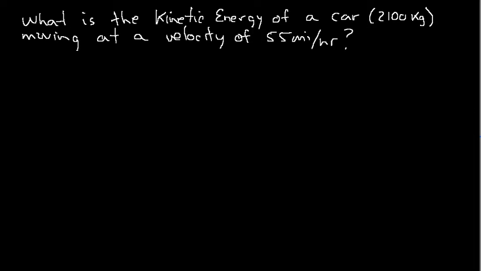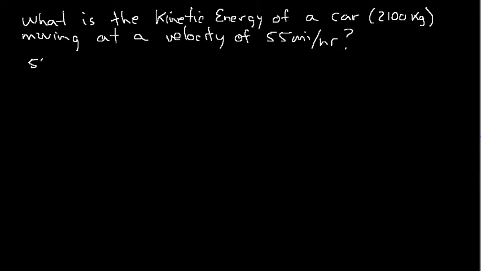So this is a second video then on kinetic energy and work and energy, and we want to calculate the kinetic energy of a car. A typical car, 2100 kilograms, that's moving at a velocity of 55 miles per hour. So one of the first things I wanted to do was convert miles per hour to meters per second.